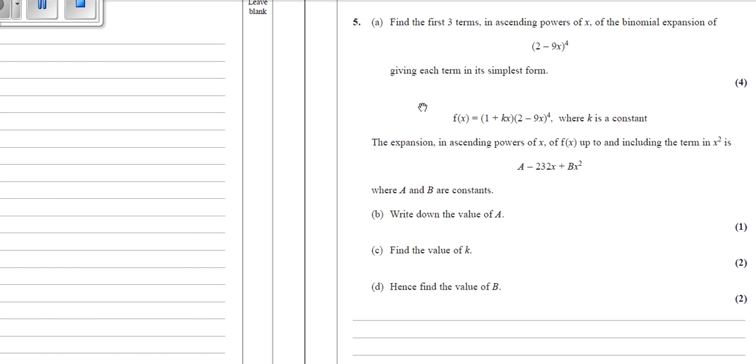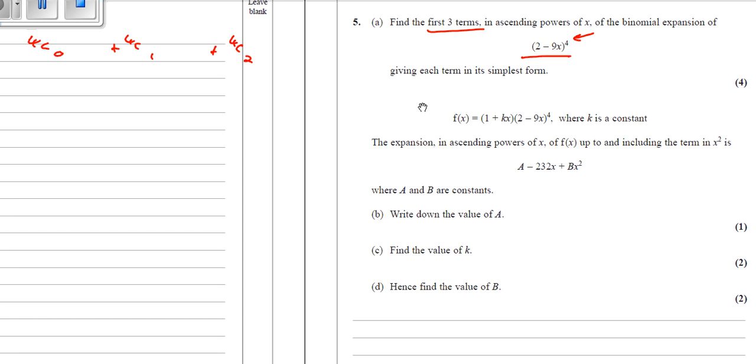Okay, so the next question that came up on the 2016 paper was this one here, where we have to find the first three terms in ascending powers of x, the binomial expansion of this. So the binomial expansion, the first thing we do is, if it's the first three terms, you have a look at the power, and we write down 4 choose 0, 4 choose 1, and 4 choose 2.